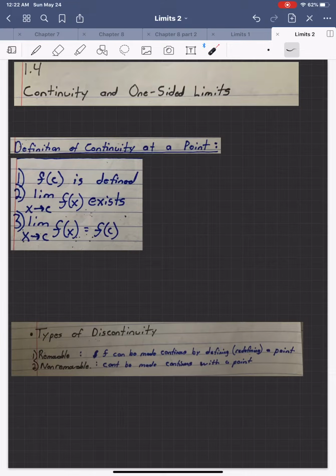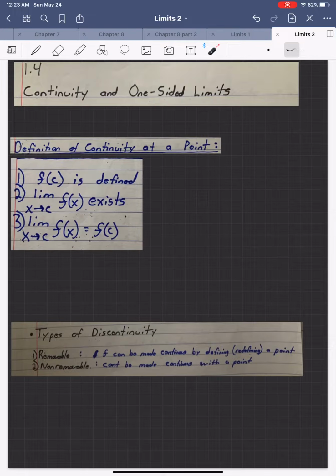So we are in 1.4, still dealing with limits, and the two new topics that we want to cover are the idea of continuity and the idea of one-sided limits. Now, the good news is one-sided limits are going to be really easy for you to grasp as long as you were able to grasp two-sided limits, which are the limits that we've been doing in the previous videos. But let's start.